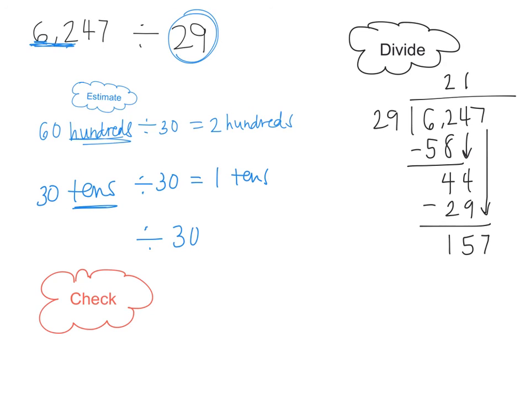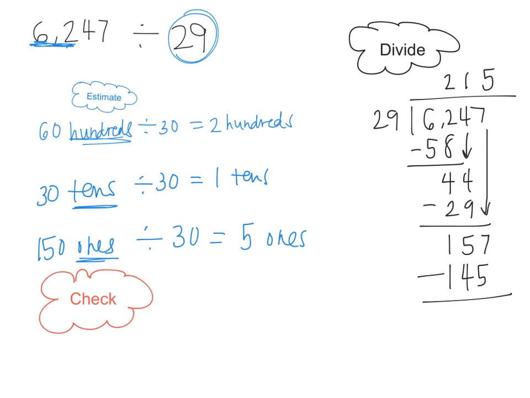157 ones is pretty close to what number that's compatible with 30? 150. And what's the place value we're working with now? Ones. Okay, good. So 150 divided by 30 is 5, and I'm working with the ones. So in my division, I'm going to try 5 next. What's 5 times 29? 145, right? And so what do I have left over? 12. So my answer should be 215, remainder 12.